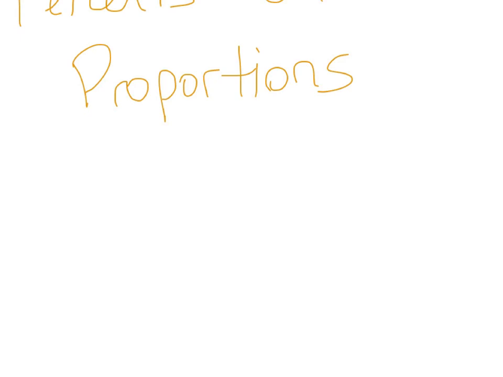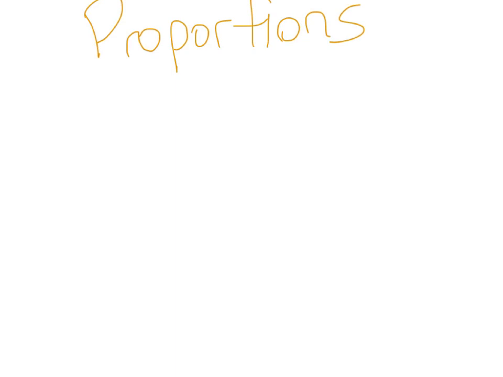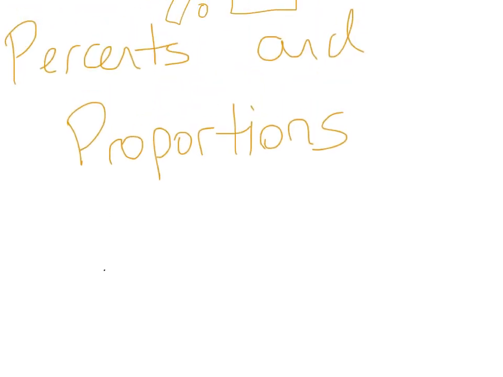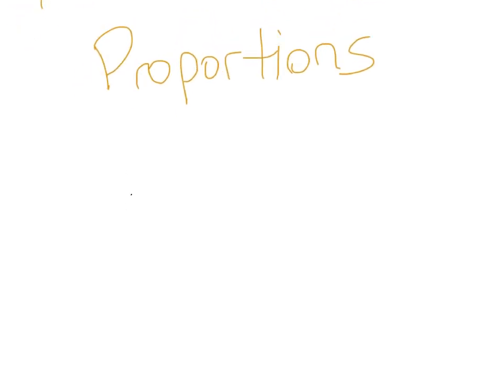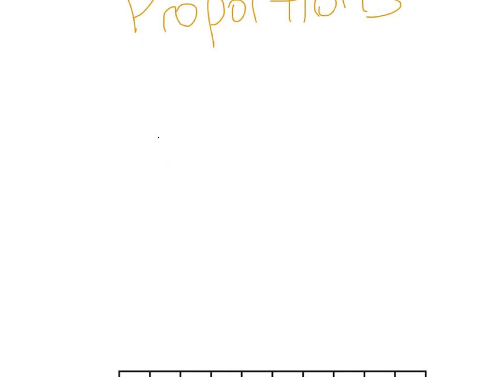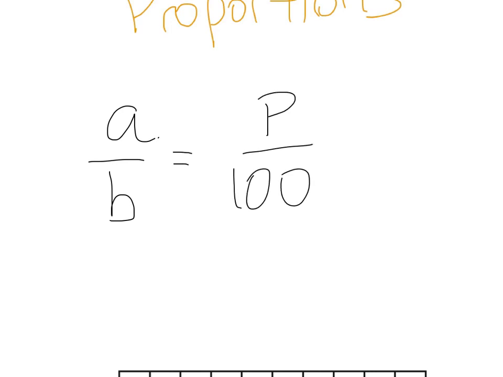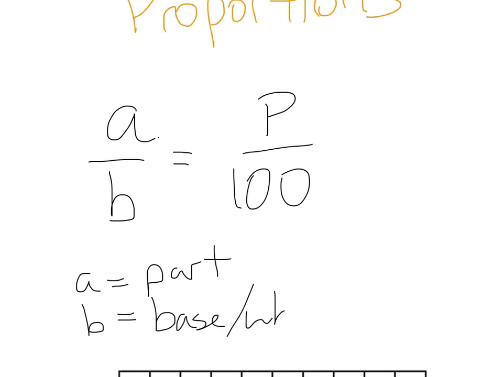So the first thing that we need to cover is a basic foundational thing about solving percent problems. We're actually going to write a proportion, hence why we're solving percents and proportions. How do proportions have anything to do with percents? Well, this is the proportion we're going to be dealing with today: A over B equals P over 100. What is A? A is going to be the part. B is going to be the base. We also can call it the whole. P is going to be the percent.